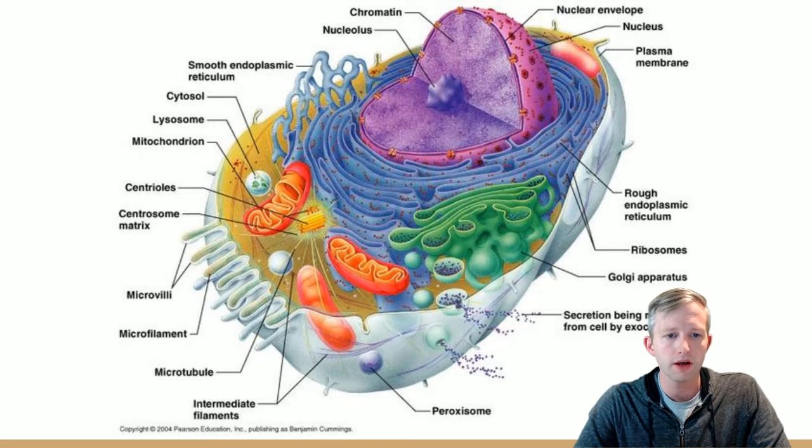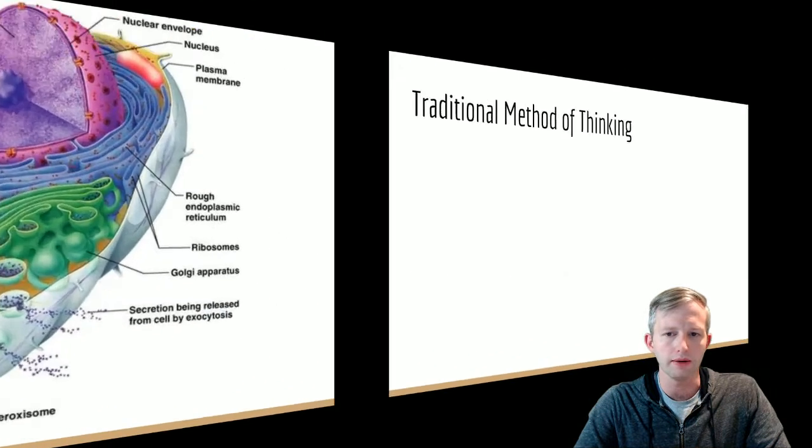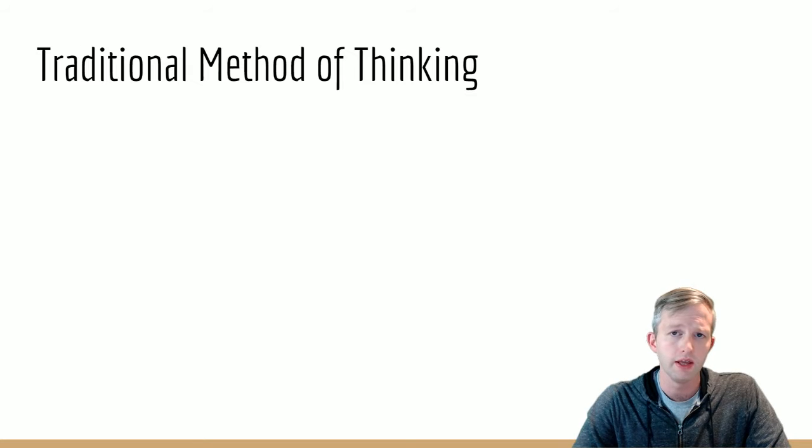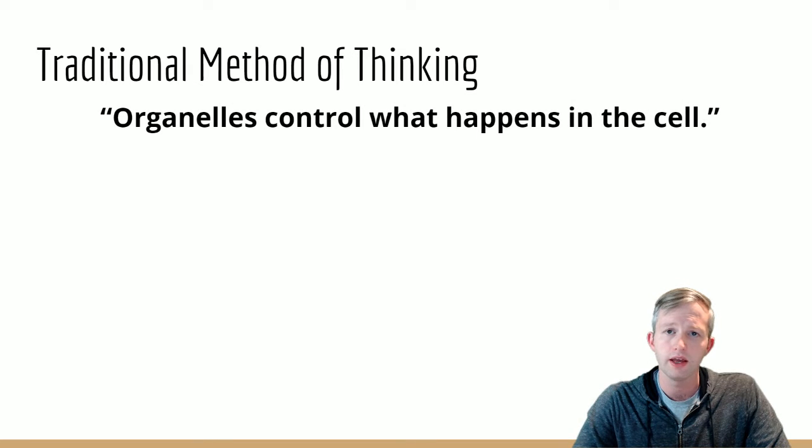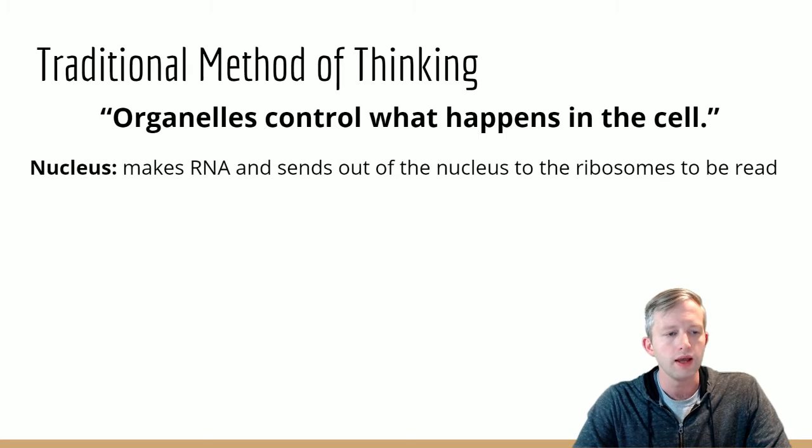When we think about the process by which a protein is made, traditionally we think of it as a process that begins at the nucleus, because the nucleus is the thing that's in charge of the cell, the thing that's controlling what's happening inside of the cell. In fact, all of the organelles are these things that are working to control the cell. They're pushing the various buttons and pulling the various levers in order to make things happen inside of the cell. And so we think about how the nucleus makes RNA, a copy from its DNA. That's the process of transcription. And it sends that RNA out of the nucleus.